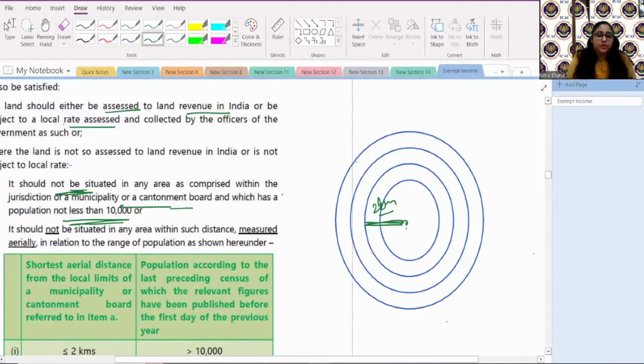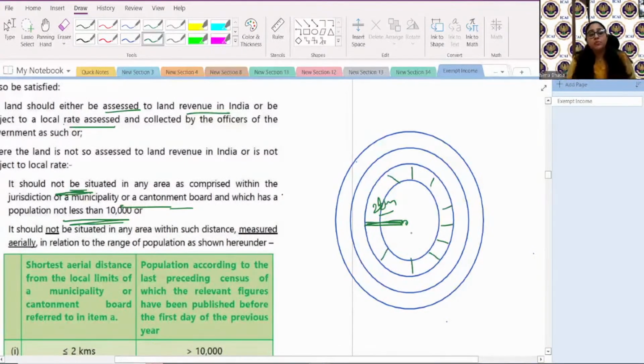Okay. अगर cantonment area का population is up to 10,000, वहाँ पे कोई land है, it will not qualify. With at least 10,000 का population, वहाँ पे कोई land है, it will not qualify for farm building exempt from agricultural income. Similarly, if the population is more than 10,000 but up to 1 lakh, then the 2-kilometer range would also become a disqualification for a farm building situated in this range.